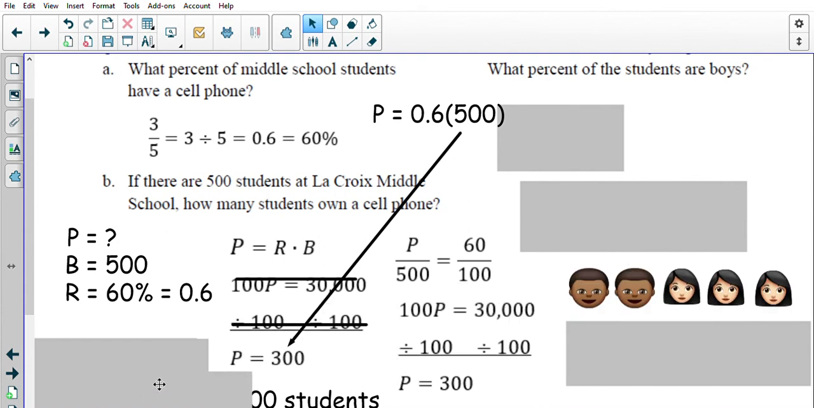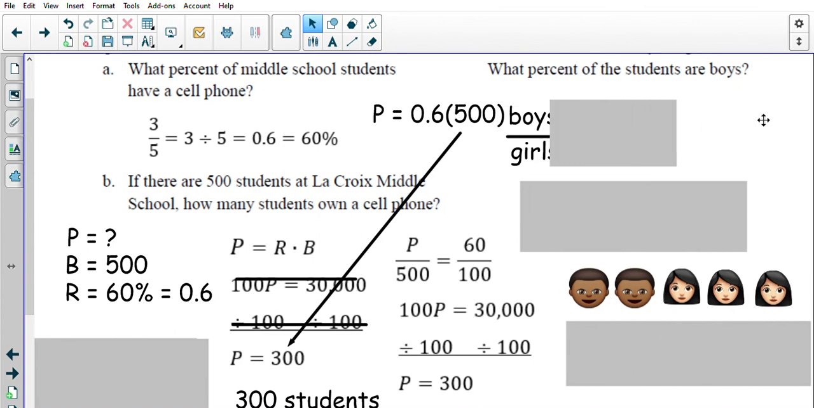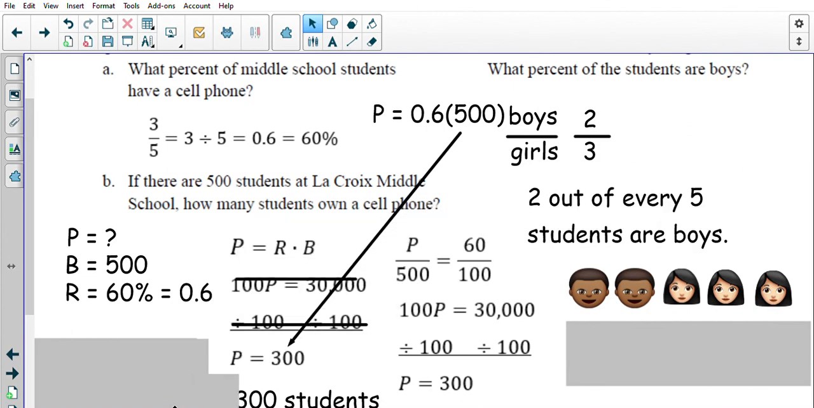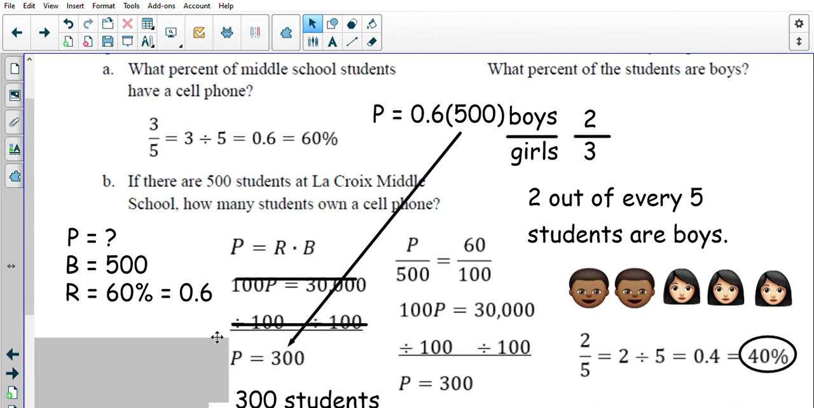If the ratio of boys to girls is 2 to 3, then that means we have 2 boys for every 3 girls. So you can see that here. So out of 5 total students, I'll just put that in words, out of 5 total students, 2 of them are boys. So 2 boys out of every 5. We want to write 2/5 as a percent. Well, that's 2 divided by 5, which is 0.4, or 40%.